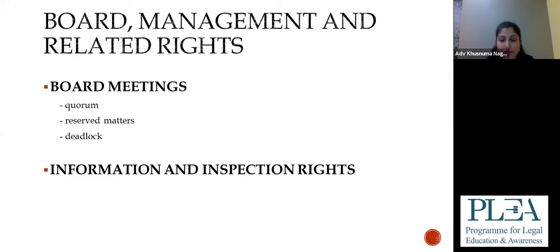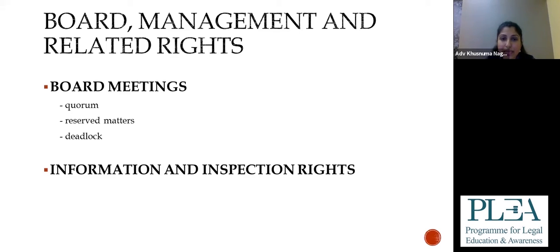So reserved matters are a list of activities on which decisions or resolutions cannot be made or passed without the consent of the investor or such shareholder that holds such a right. Now, there can be a laundry list of reserved matters, but just to name a few, it would include change to share capital, amendment to articles, any change of business of company, appointment or change of auditor, dissolution or winding up of the company, or any merger, demerger, or acquisition.